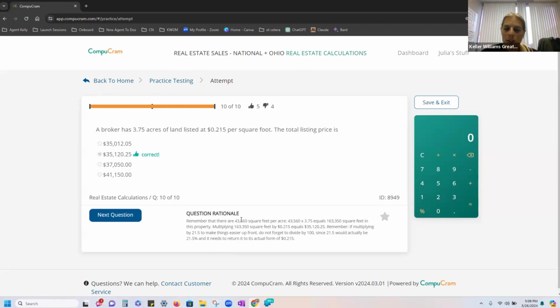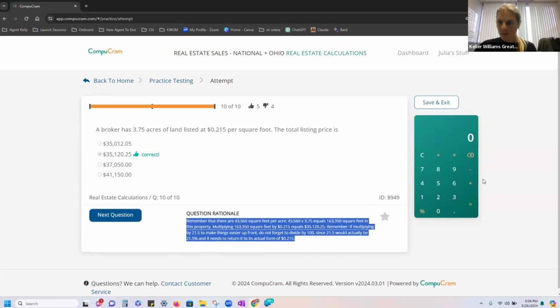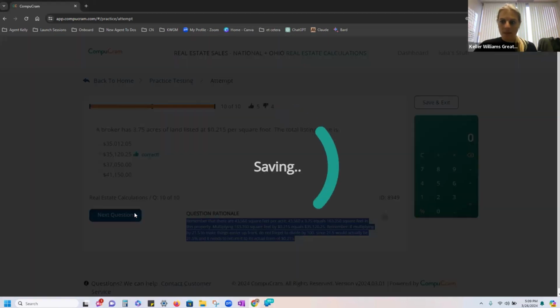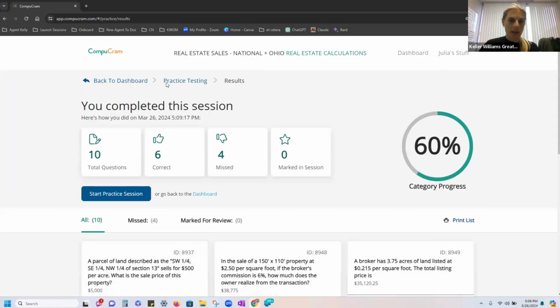So remember that there's 43,560 square feet per acre. So you want to multiply 43,560 by 3.75 and you get 163,350 square feet. And then multiplying that by the 0.215 gets you $35,120.25. All right, good job, guys.